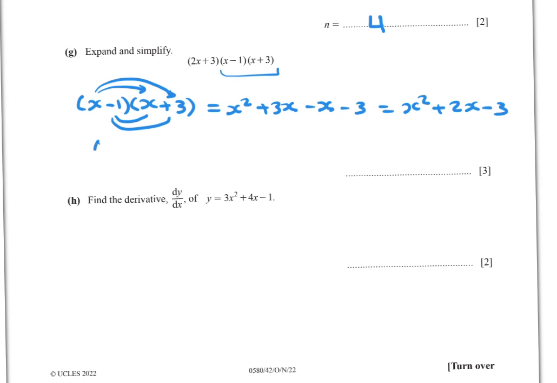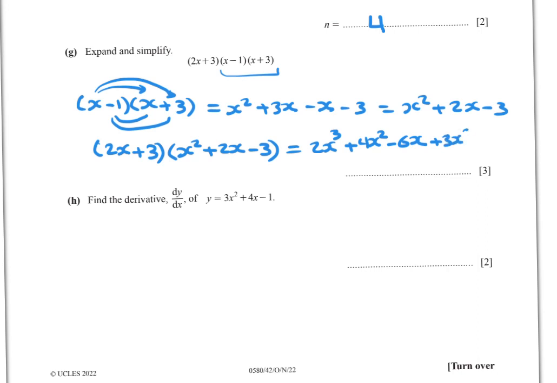Now multiply by the third bracket. So 2x plus 3 into x squared plus 2x minus 3. Now expand. 2x multiply all. You get 2x power 3 plus 4x squared minus 6x. Then 3 multiply all. So 3 times x squared, 3x squared. And 3 times 2x equals 6x. And 3 times negative 3, negative 9.